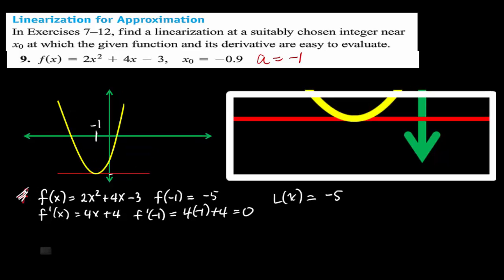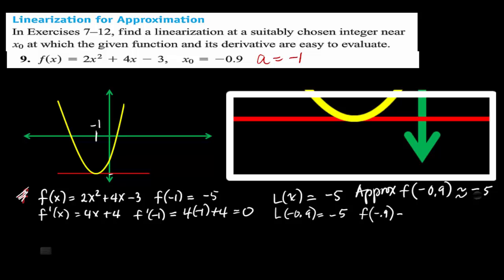So what are we doing now? That means if we were to approximate f of -0.9, then what is it? It's equal to this one. L of -0.9 is -5. This is now the approximation. So to approximate that, it's equal to negative 5. Now what is the actual? What is f of negative 0.9? That's the question right here.